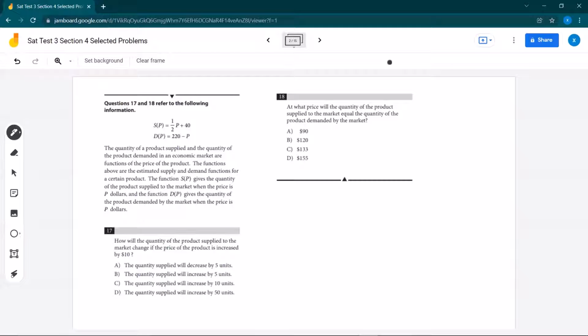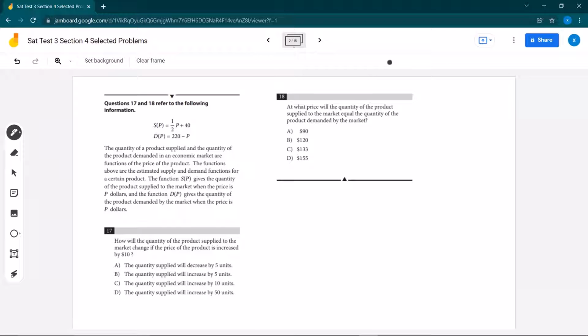All right, let's take a look at 17 and 18. So 17 and 18, they rely on this data here. They give us two functions, both in terms of P, S and D, supply and demand. It says the quantity of a product supplied and the quantity of product demanded are given by the functions. They want to know how the quantity of the product supplied to the market will change if the price of the product is increased by 10.